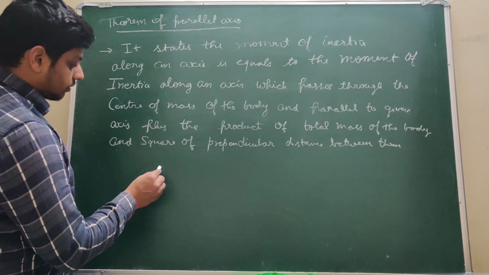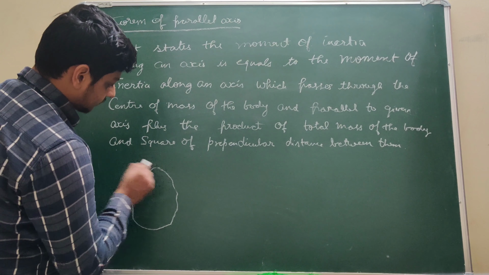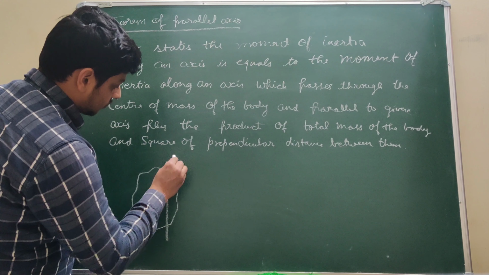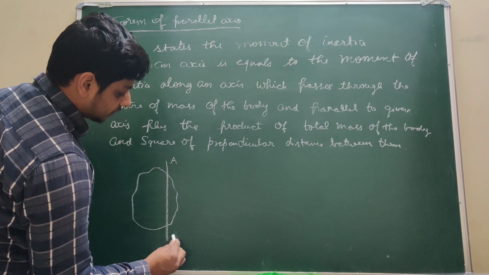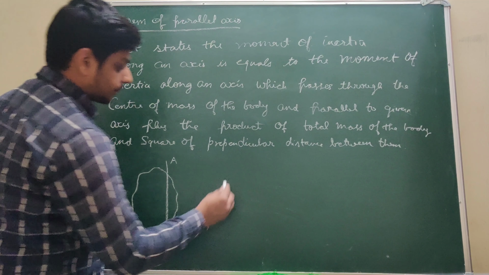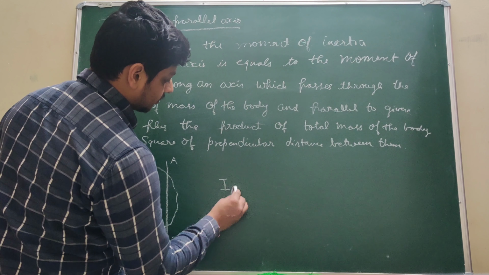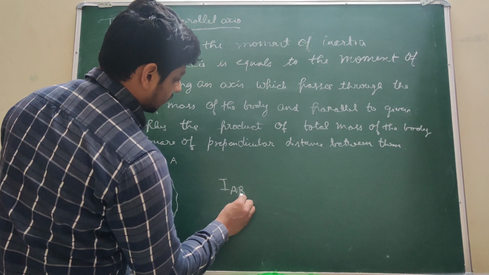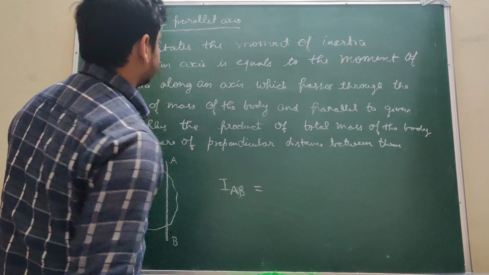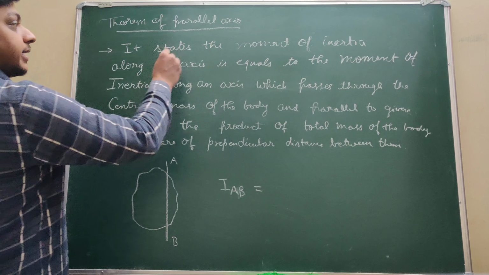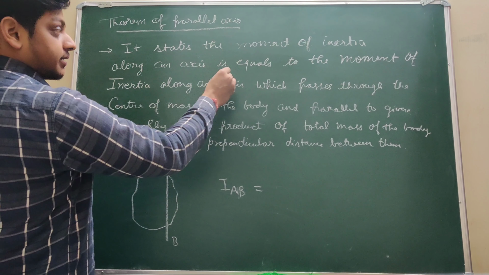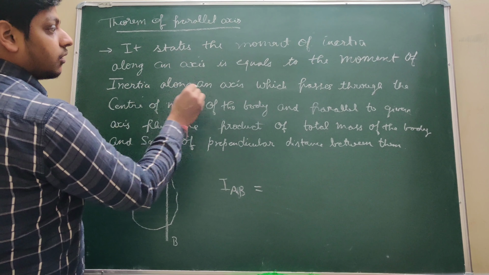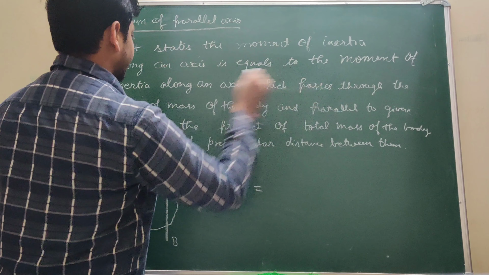Let us take a rigid body, and suppose we want to find the moment of inertia along AB, IAB. By this theorem we can find it. It states that the moment of inertia along an axis AB is equal to the moment of inertia along an axis which passes through the center of mass of the body.